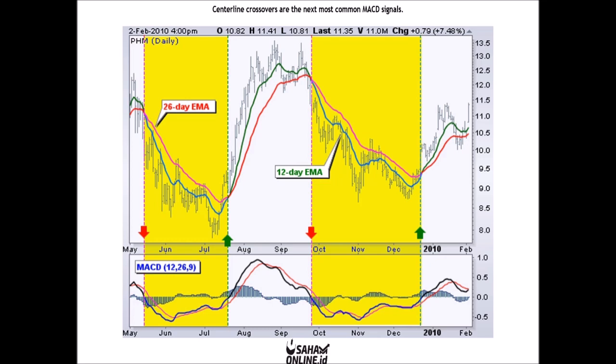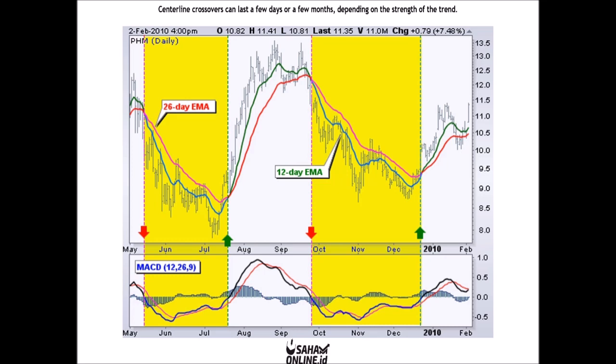Centerline crossovers are the next most common MACD signals. A bullish centerline crossover occurs when the MACD line moves above the zero line to turn positive. This happens when the 12-day EMA of the underlying security moves above the 26-day EMA. A bearish centerline crossover occurs when the MACD moves below the zero line to turn negative. This happens when the 12-day EMA moves below the 26-day EMA.